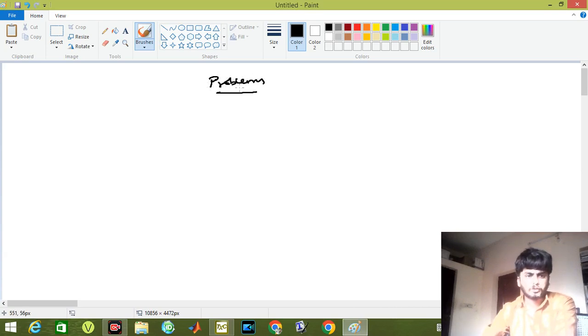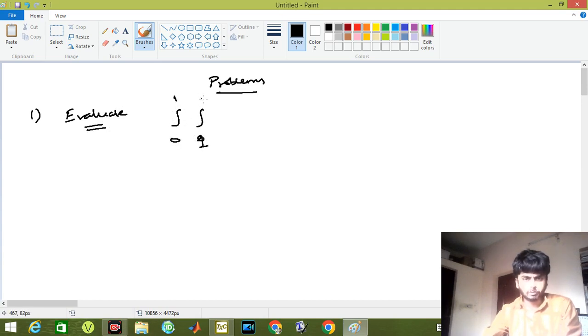Here you are going to see the first problem, irrespective of type. The first problem is: evaluate the integral from 0 to 1 and 1 to 2, x into (x plus y), dy dx. Okay, so this is the given problem.